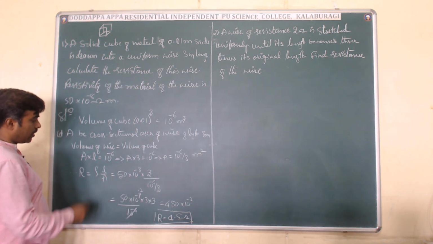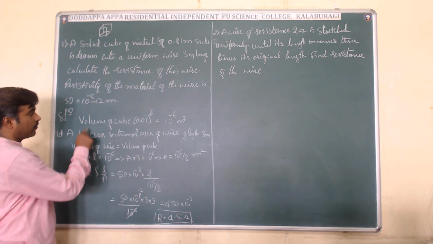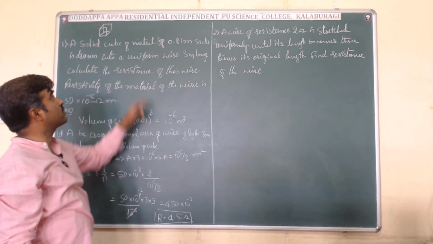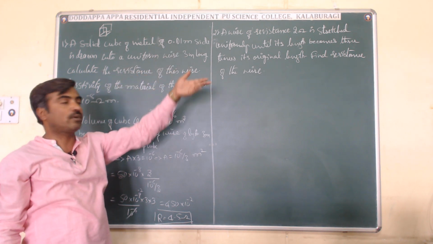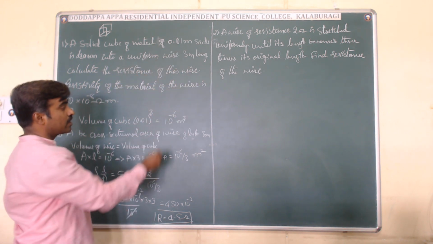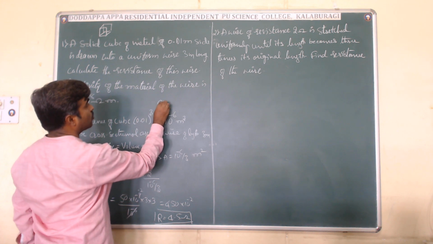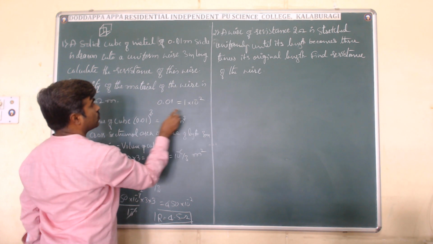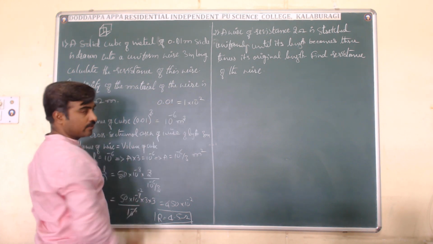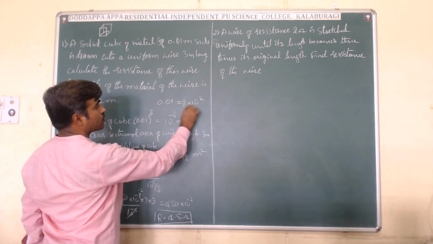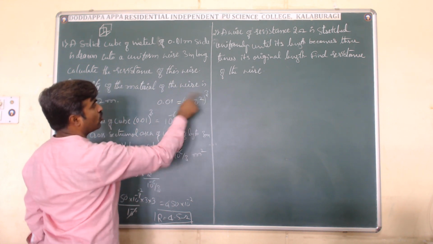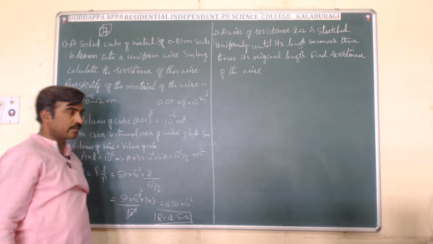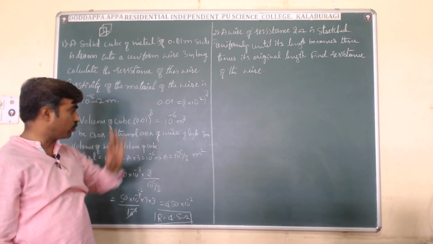Hence we have calculated the cross sectional area here. First we have to calculate the volume of the cube. So each side is 0.01, cube of that is 10 raised to minus 6. How it has become 10 raised to minus 6, that I will show. 0.01 can be written as 1 into 10 raised to minus 2. Cube of this: 1 cube is 1 again, and 10 raised to minus 2 to the power of 3 is 10 raised to minus 6. So that is the volume of the cube.